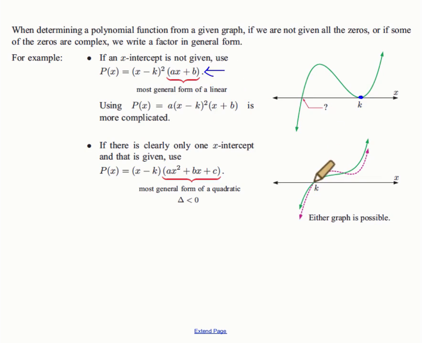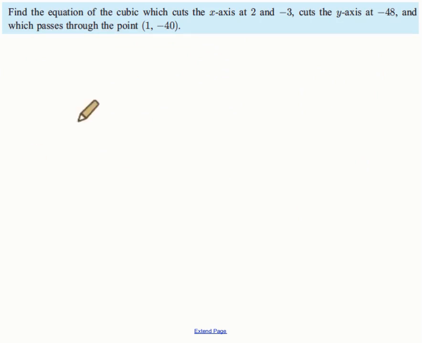If there is only one root and we're going to have complex solutions, then we should list the other factor as a quadratic. And we're going to know that the discriminant is less than 0 because we're not going to have any other real roots. So find the equation of a cubic which cuts the x-axis at 2 and -3.